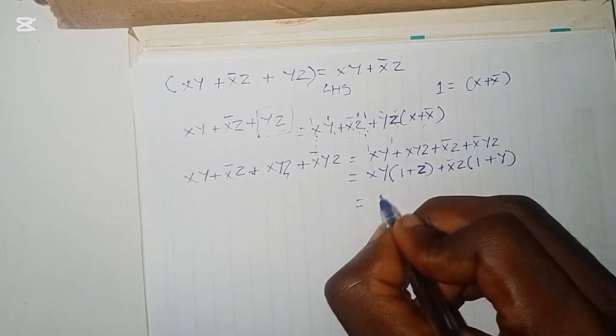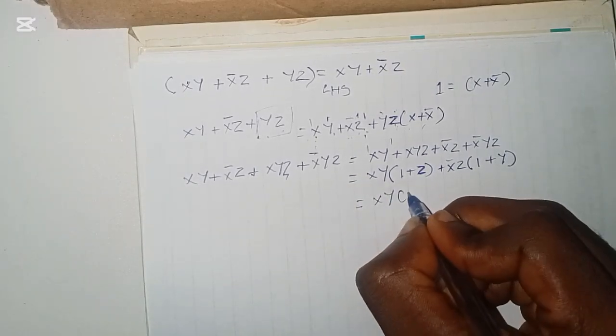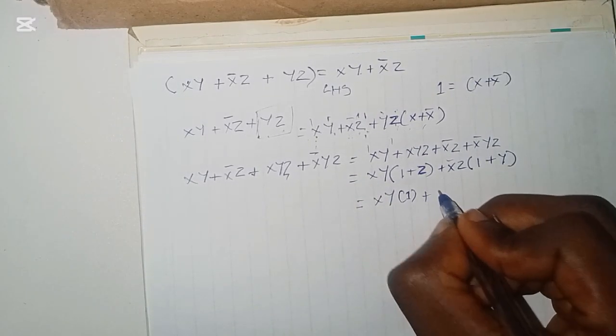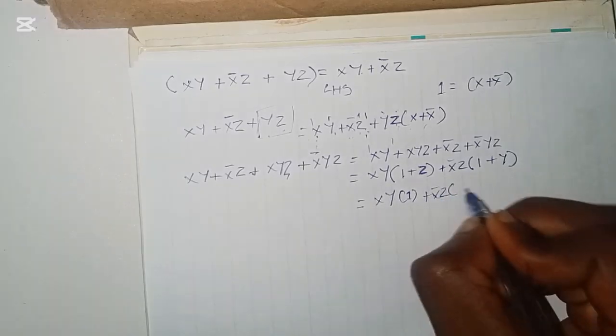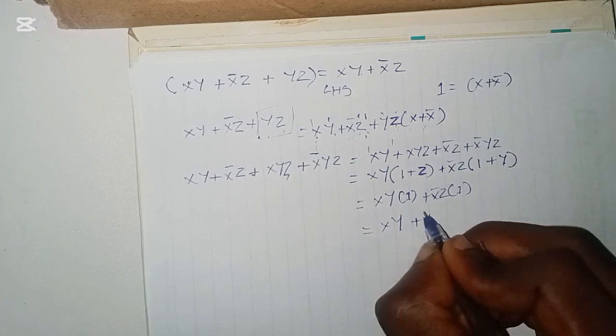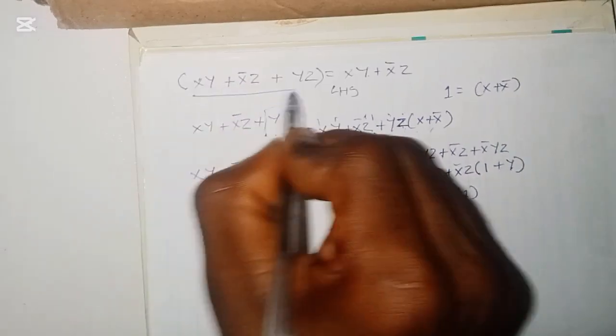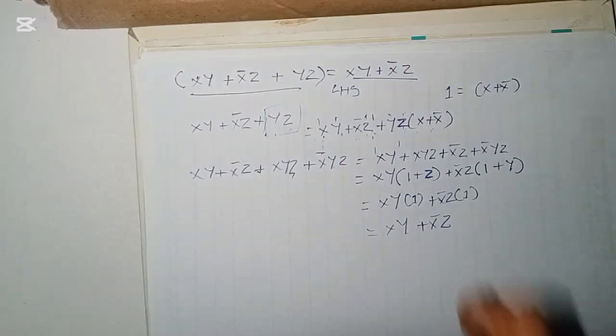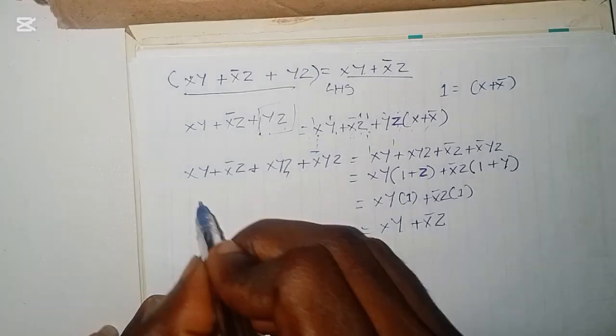So now it will be xy times 1 plus x bar z times 1, so now it is xy plus x bar z. Now you can see why this is equal to this. Now I want us to try one last example.